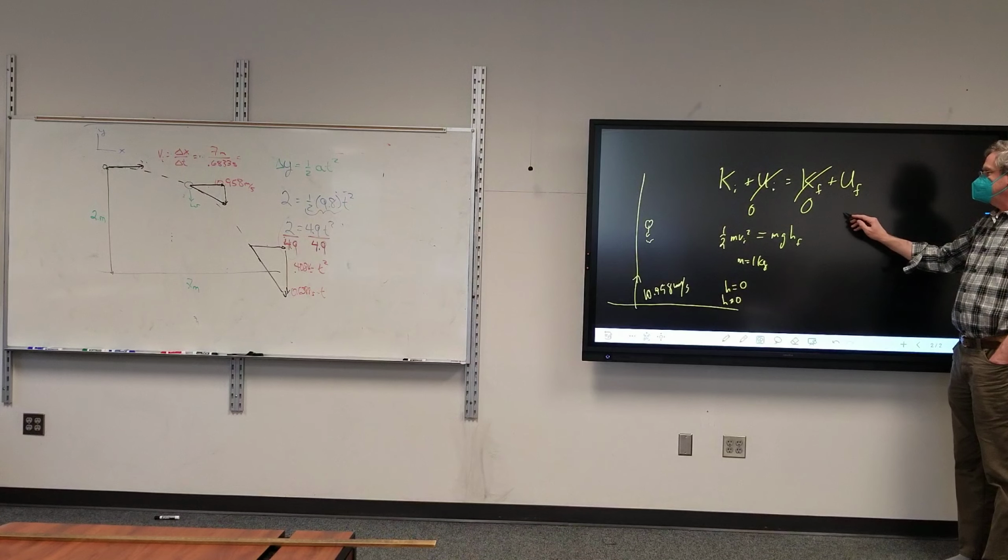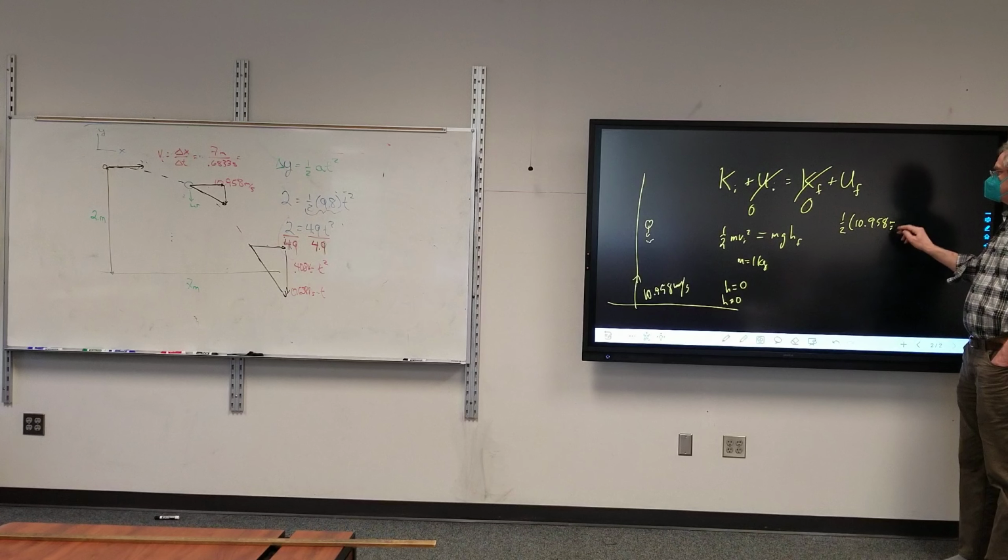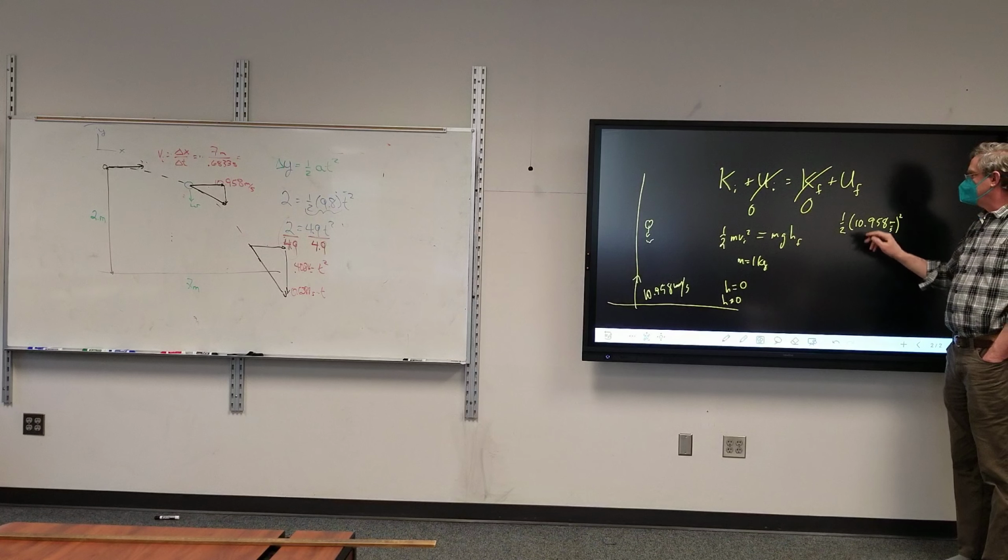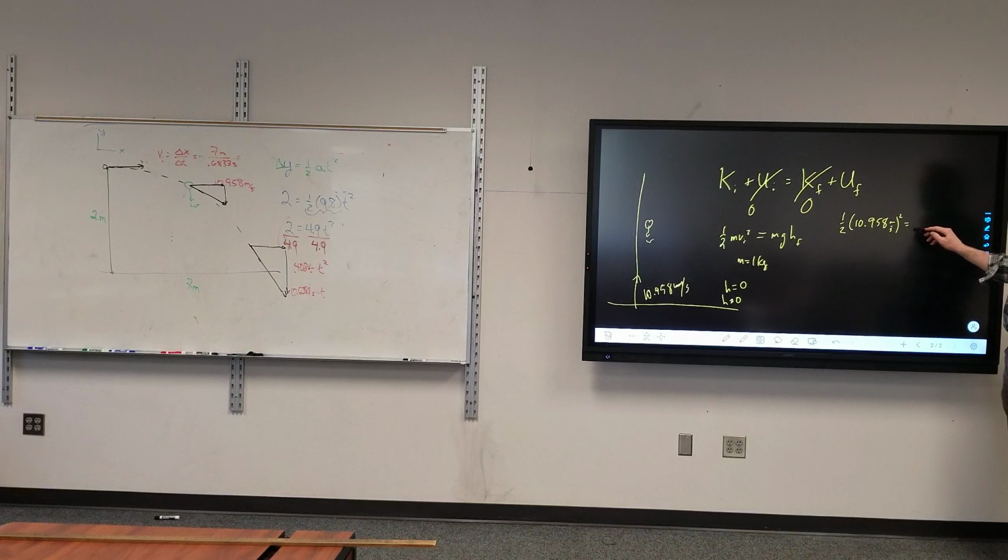So we end up with 1/2 times 10.958 meters per second, squared, is equal to 1 times 9.8 meters per second squared times HF. And so my final height is probably about 6 meters.